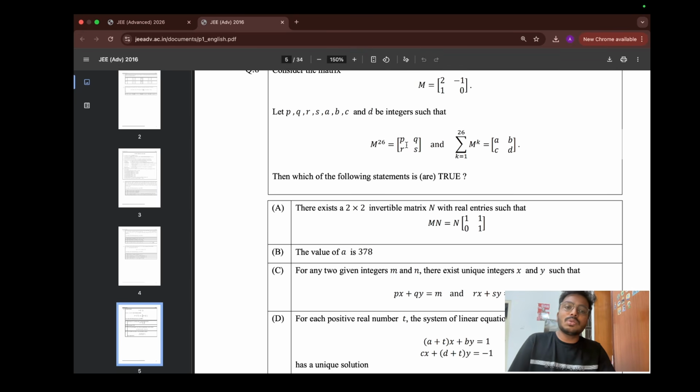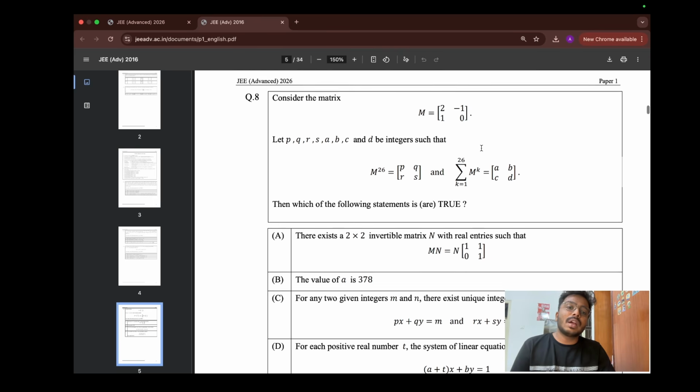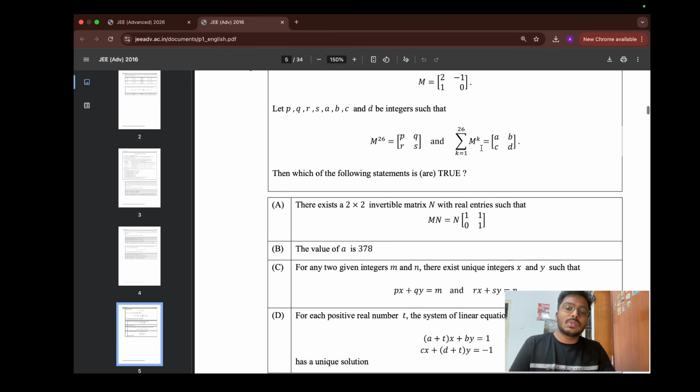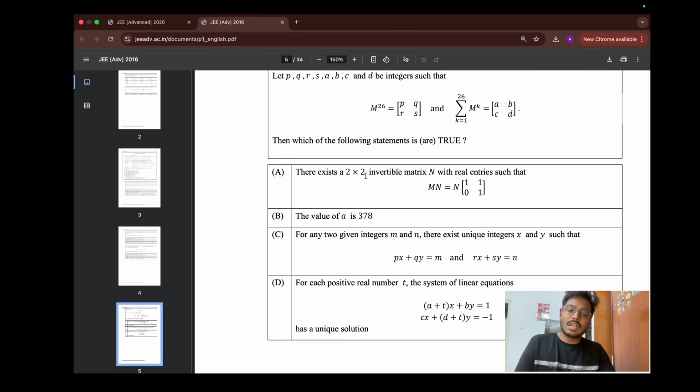So once you have the character equations written, then it is a very easy task to find out m to the power 26 and this particular summation. Maybe you might make some errors while computing this summation, alright, but apart from that there is nothing tricky here. And after that, checking these options.